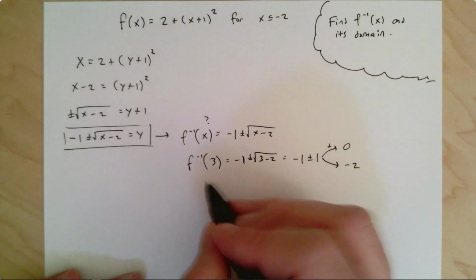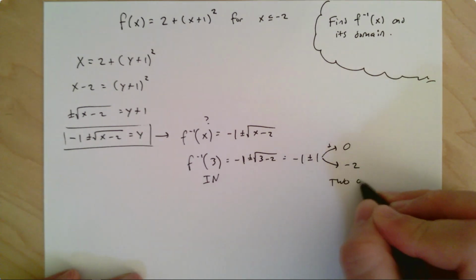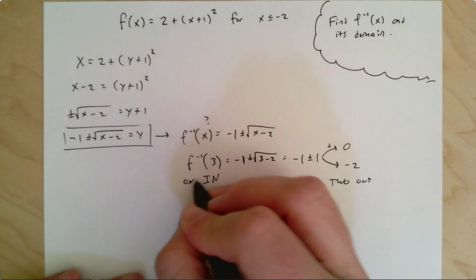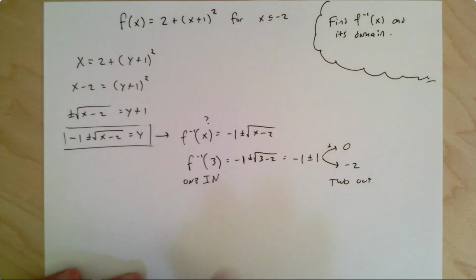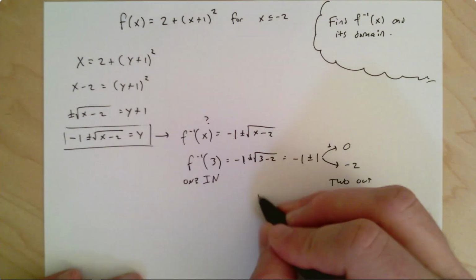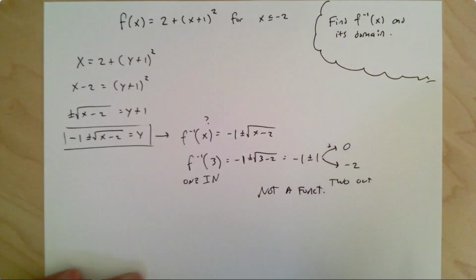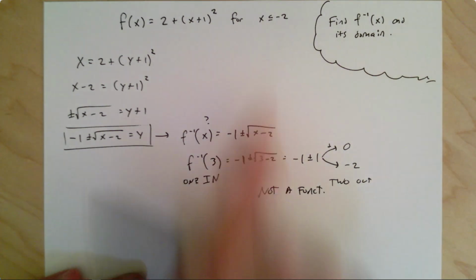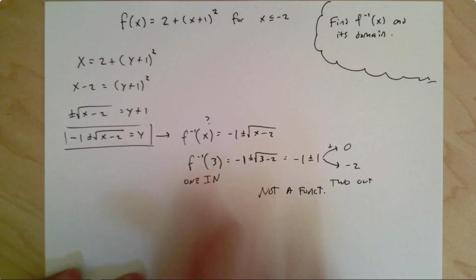So what we have here is a single input, but we have 2 outputs. And that's not allowed in a function. The defining feature of a function is a single input can only produce a single output. So this is not a function. All right, so maybe that's why the domain restriction comes in. It's because this thing isn't a function. So let's think about this graphically.